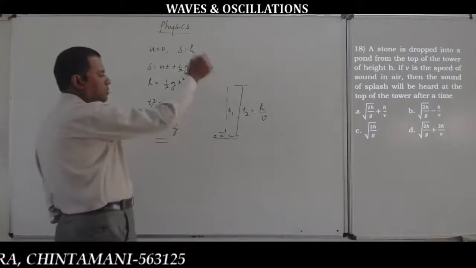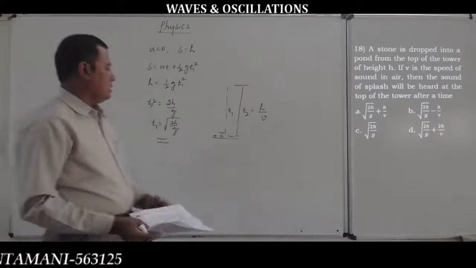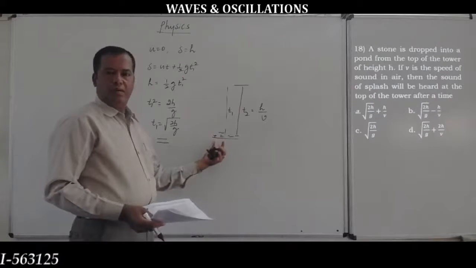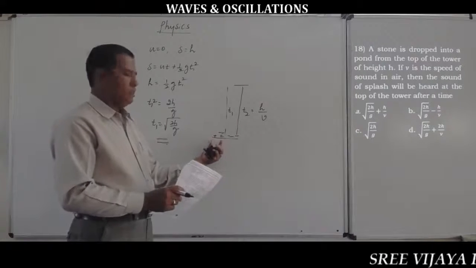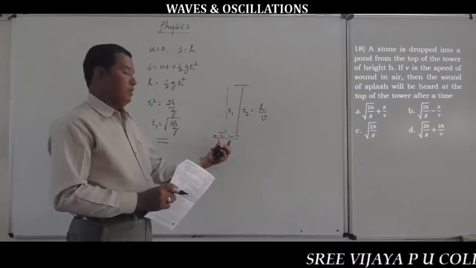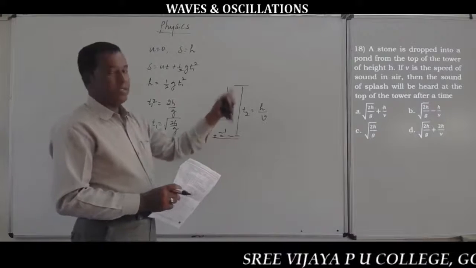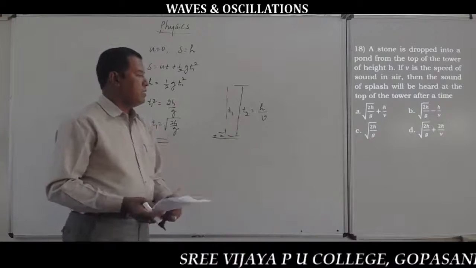T1 is the time taken by the stone just to reach the surface of the water of the pond, and once it reaches the surface of the pond, it generates a sound. The time taken by sound to reach the person on the top of the tower should be taken as T2, that is equal to h by v.